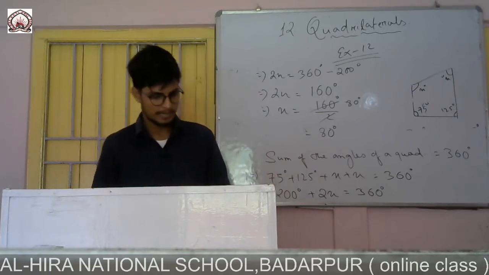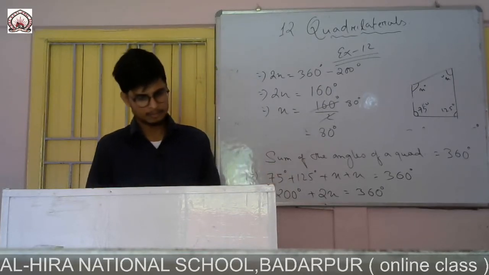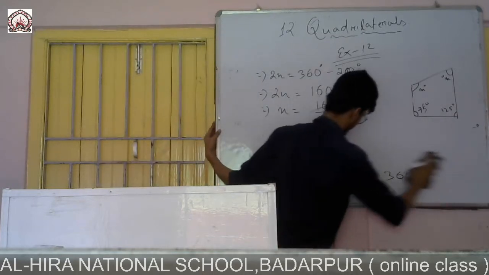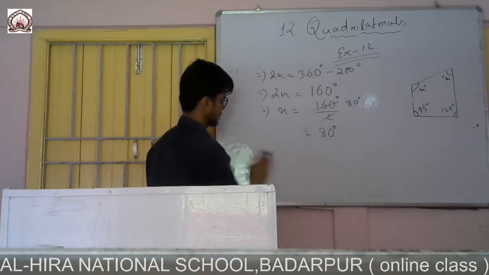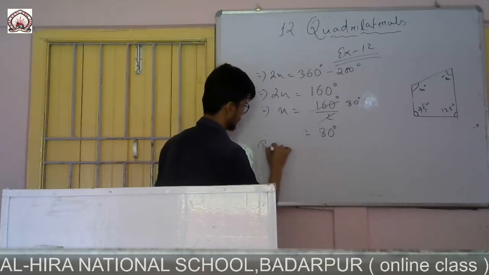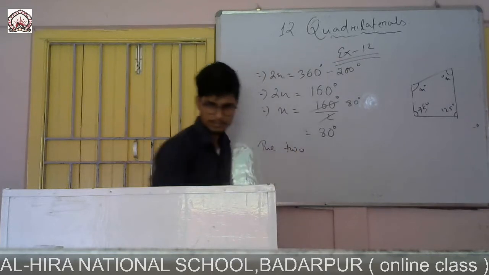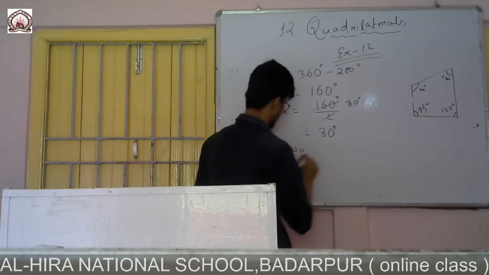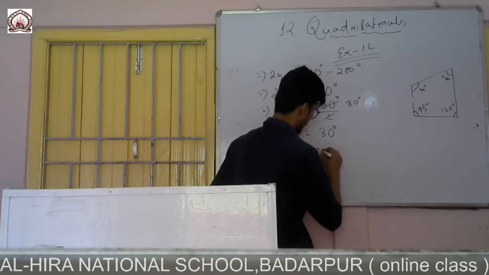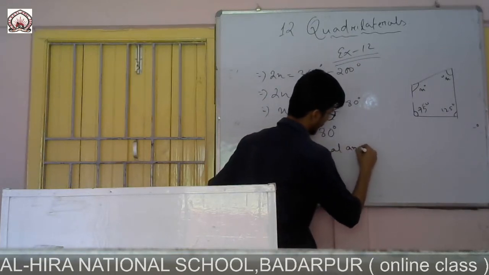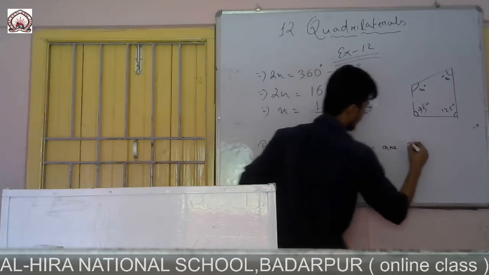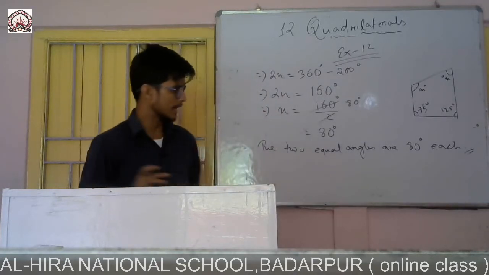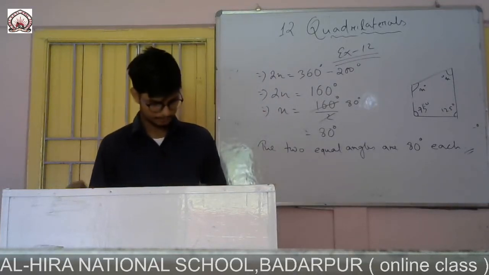So you write, therefore the two equal angles are 80 degrees each. The question is to find the measure of each of these equal angles. Therefore the two equal angles are 80 degrees each.